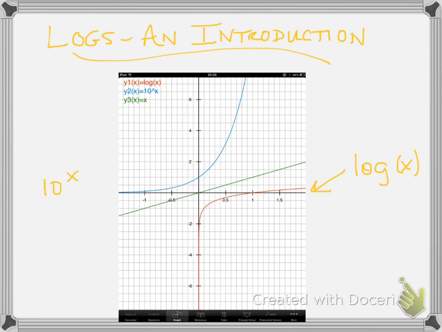Now, they are inverses of each other, and we can tell that because they both reflect over this line right here, which happens to be y equals x. So that kind of leads us into the discussion of what is a log. So let's take a look at that.